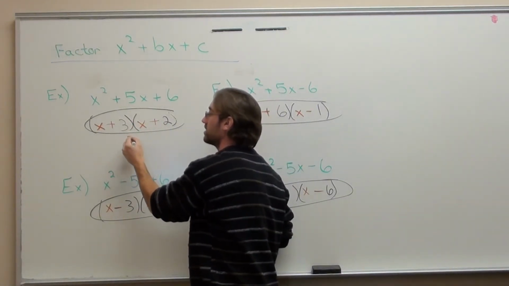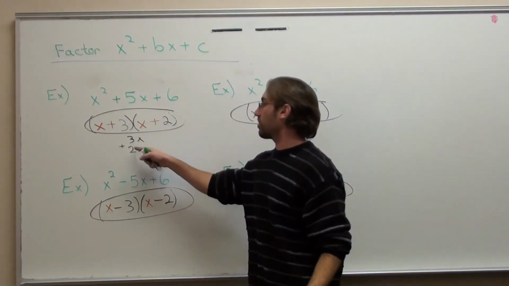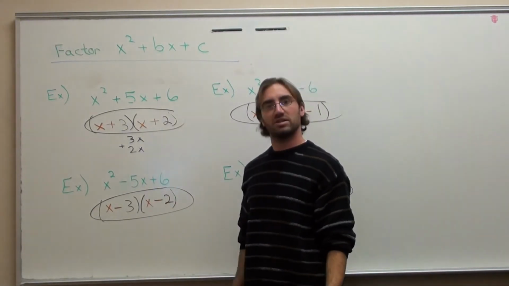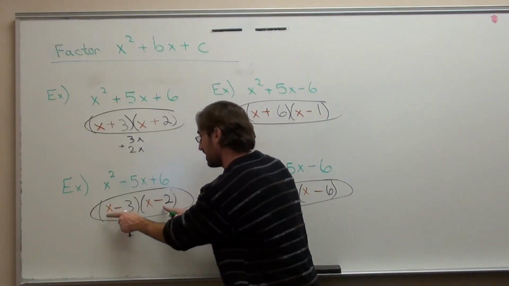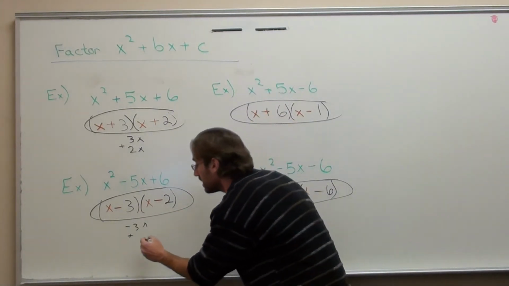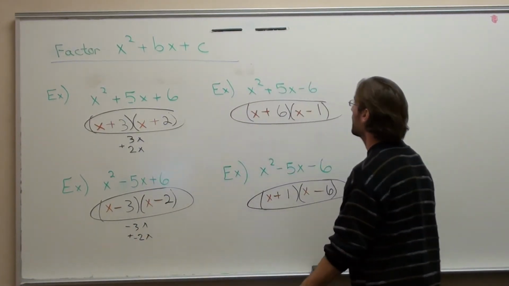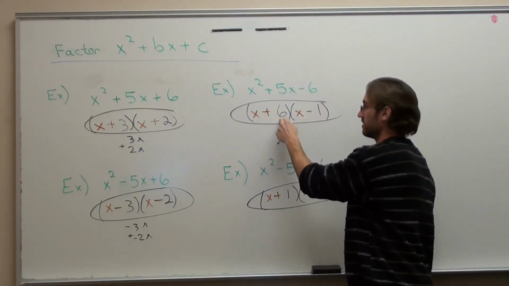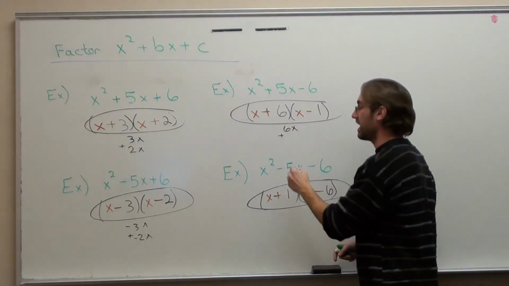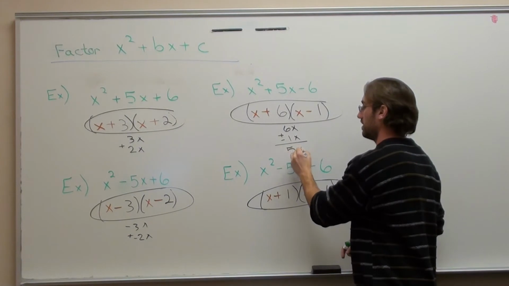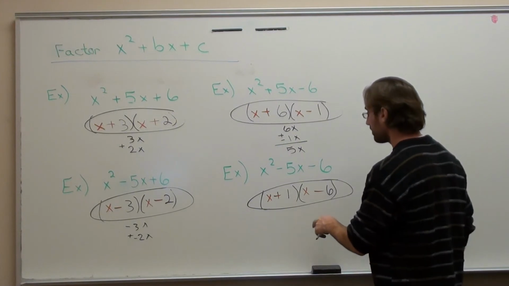So 3 times x is 3x, 2 times x is 2x. What's 3x plus 2x? 5x. Checks out. Take the middle 2, negative 3x, plus, take the outer 2, x times negative 2, is negative 2x. Is negative 3x plus negative 2x negative 5x? Yeah. Take the inner 2, 6 times x, positive 6x, plus the outer 2, x times negative 1, which is negative 1x, 5x. Bam, story checks out. That's all you really have to do to check. That's how I did it when I was younger.